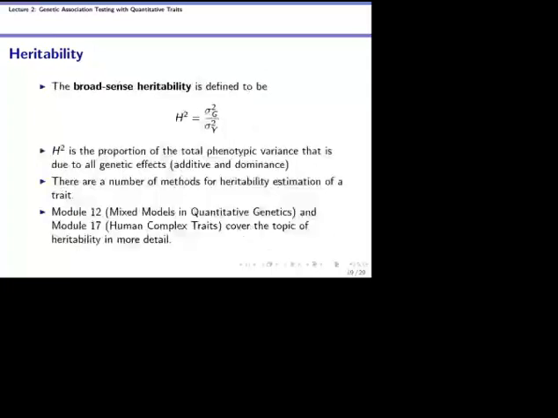But I just want to let you know that that's the idea behind heritability. It's a portion of phenotypic variance that can be explained by the additive effects of alleles that are passed down from a parent to a child.